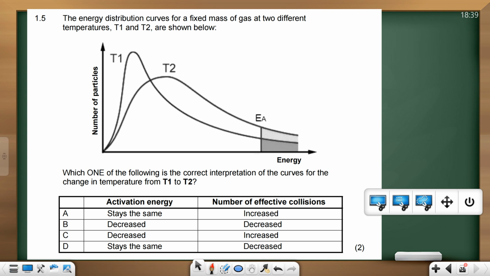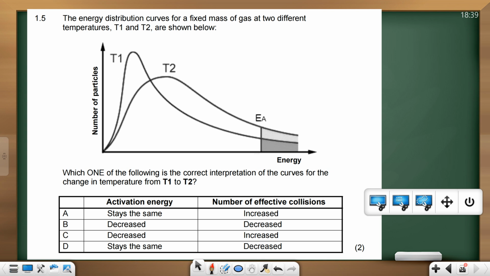We should be done. Which one is the higher temperature? T1. T2. Welcome on board. T2 is the higher what? And with higher temperature, the number of collisions will what? Increase. Your activation energy will not move. It stays the same. So my correct answer is A.